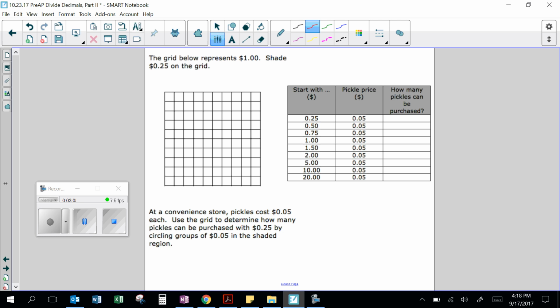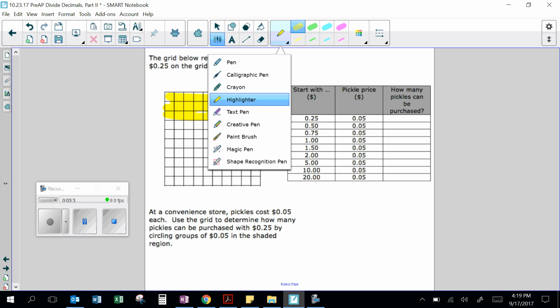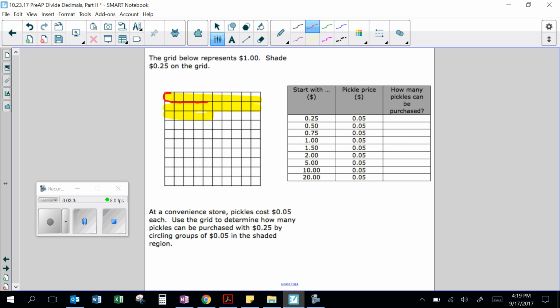So in this one, this grid represents a dollar. Shade 25 cents of it. At a convenience store, pickles cost a nickel each. Use the grid to determine how many pickles can be purchased with 25 cents by circling groups of nickels in the shaded region. So you start with 25 cents. A pickle costs a nickel. So I could buy 1 pickle, 2 pickles, 3 pickles, 4 pickles, and 5 pickles.